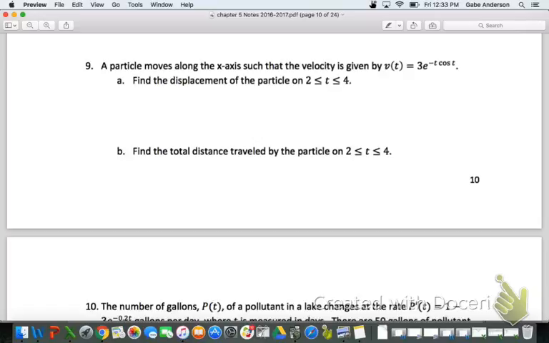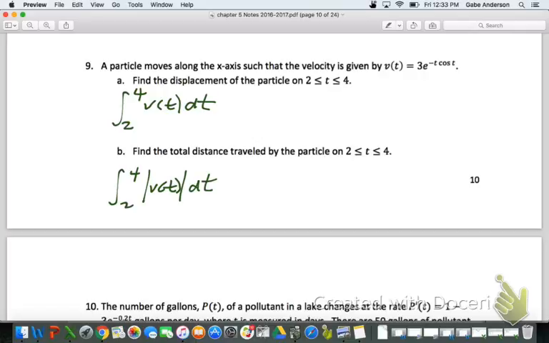But here's your setup. For displacement, you'd say integral from 2 to 4 of v of t dt. For total distance traveled, it'd be the integral from 2 to 4 of absolute value of v of t dt. So they look the same except for the absolute values.